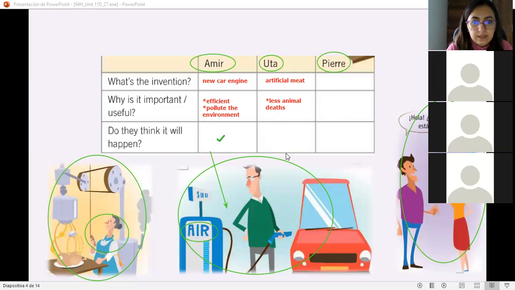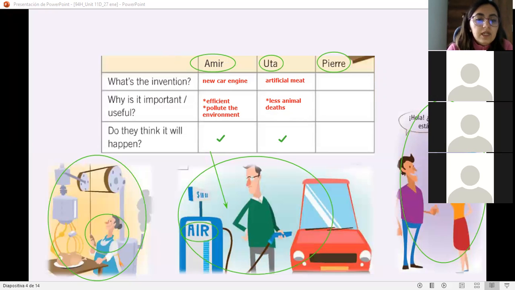Yes, teacher. Yes. She said this will happen. This will probably happen in the future, right? So she was saying it's expensive at the beginning, but that happened with all the inventions, right? Ella decía que al inicio todos los inventos son costosos, son caros, pero después ya bajan los precios.